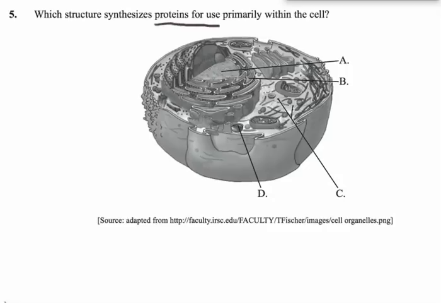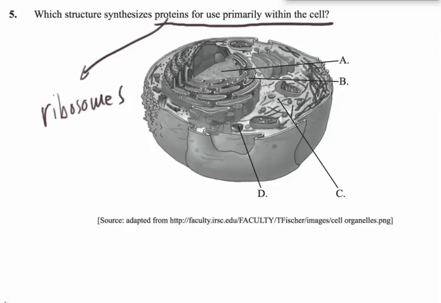Now, if you've been studying this, you probably remember the thing that synthesizes proteins you should be thinking about is ribosomes. And ribosomes can be separated different ways. But for now, we're talking about the bound ribosomes and the ones that are free.